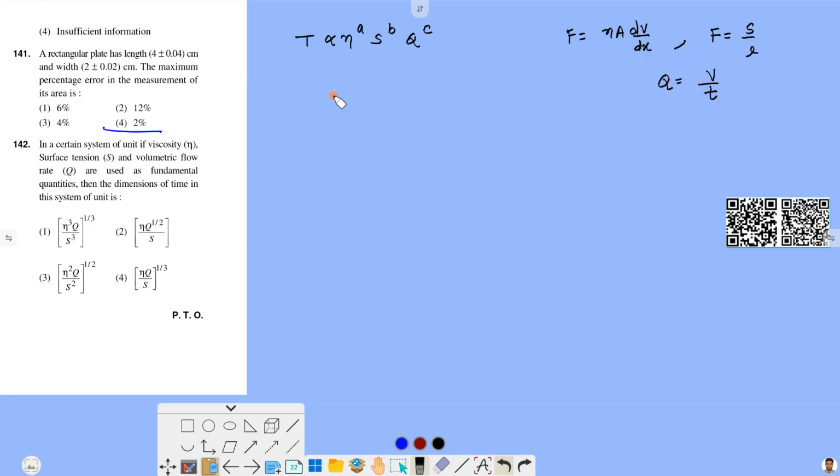So from these we can find out dimensions. T will be equal to: eta dimension will be M^1 L^-1 T^-1 raised to power A. Surface tension will be M T^-2 raised to power B, and volumetric flow will be L^3 T^-1 raised to power C. So when we collect powers, we will get M is equal to M raised to power A plus B, L raised to power minus A plus 3C, and T raised to power minus A minus 2B minus C.